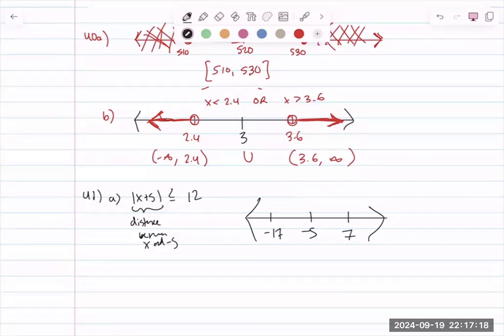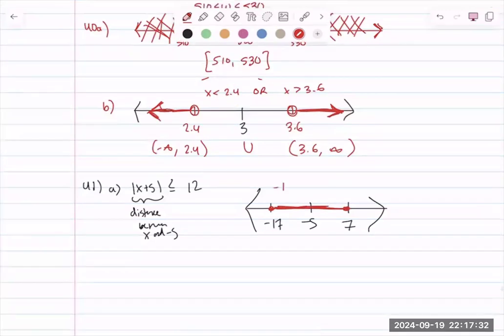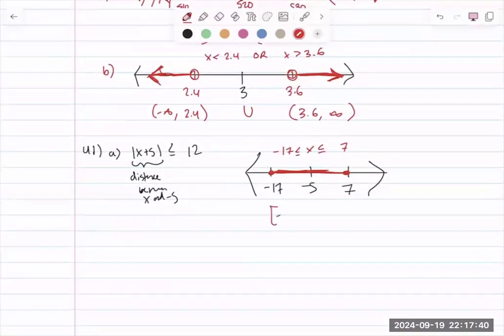Okay. And so if the distance between x and negative 5 is less than or equal to 12, I know it has to be in here, in this range, right? So this is the inequality that x is smushed between negative 17 and 7, included, so less than or equal to we use here. Or the interval negative 17 all the way to 7, endpoints are included because it's less than or equal to, right?